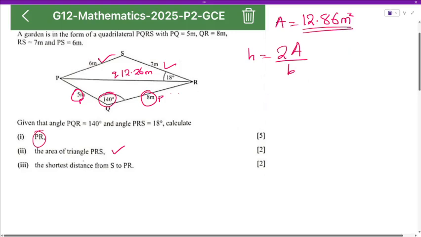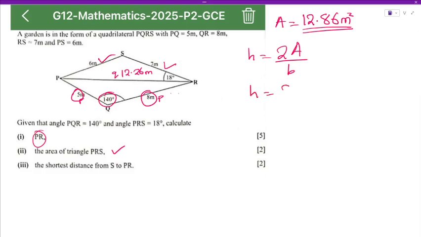Okay, so we're now going to say the shortest distance from S to PR. So height is equal to 2 times the area, which is what we saved up there, 12.86, over what is our B? Our B, we go to the question. Shortest distance from S to PR. PR is therefore our B. PR is what? 12.26. So we say 12.26.